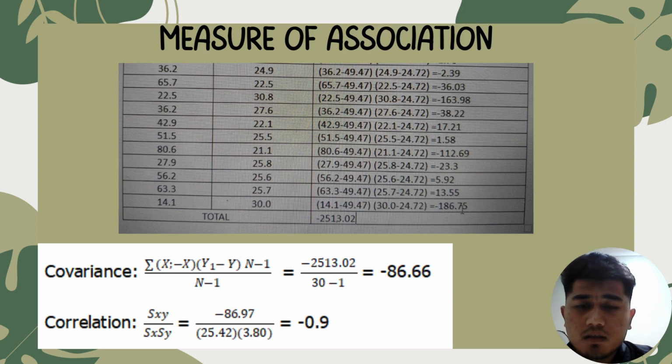For the correlation, my answer is negative 0.9. My interpretation is a strong negative relationship because negative 0.9 is near negative 1. That's all.